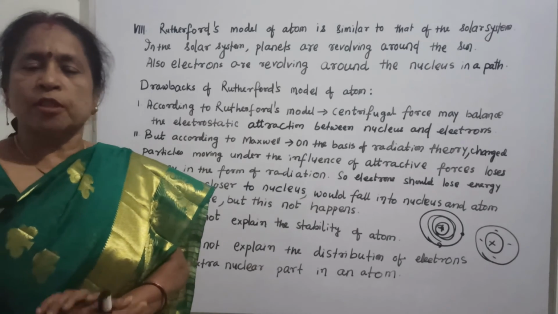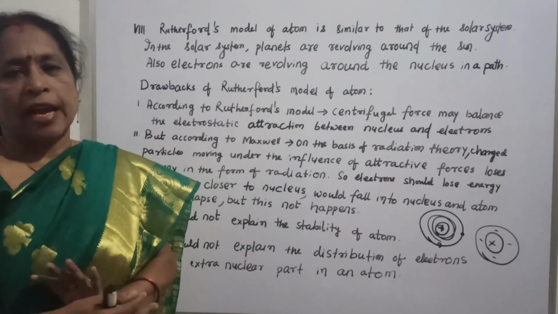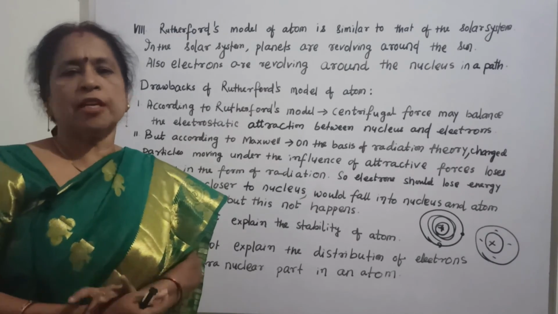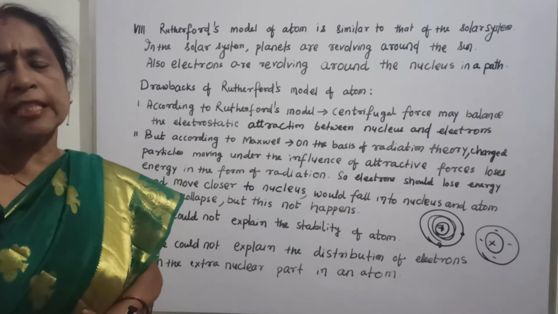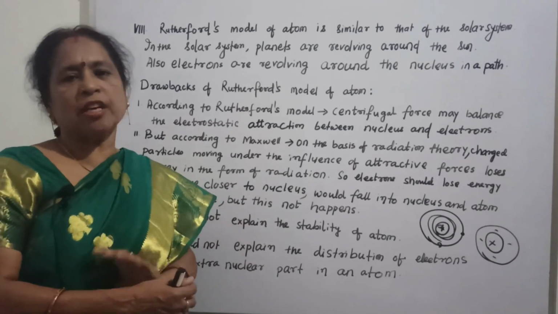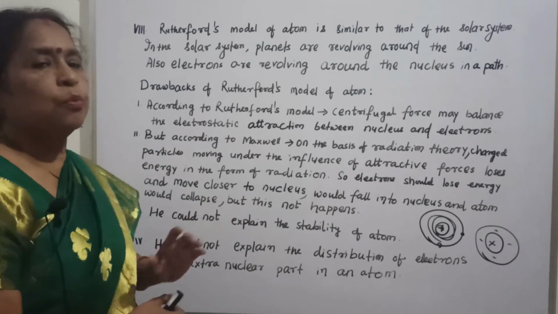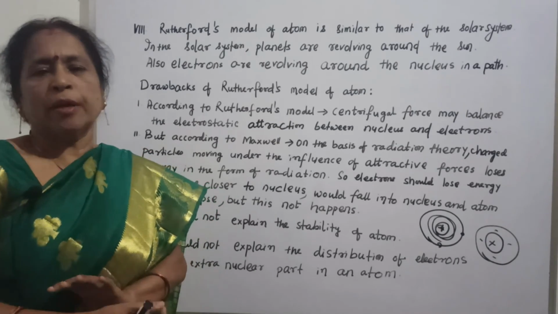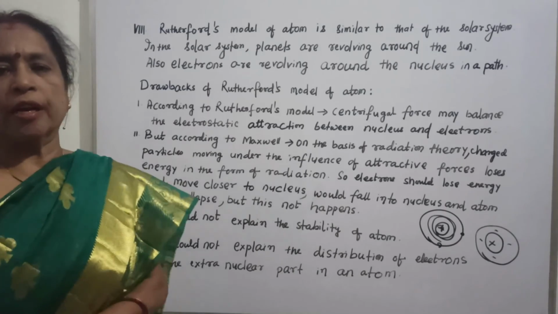After that, the scientists came up with models of atom. First is Thomson's model of atom, second is Rutherford's experiment, conclusion and its model of atom, and third is Bohr's model of atom. In the coming video I will explain Bohr's model of atom.